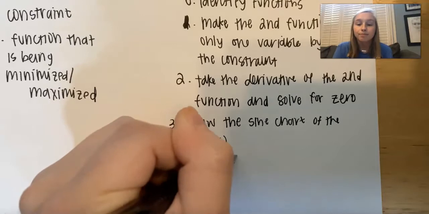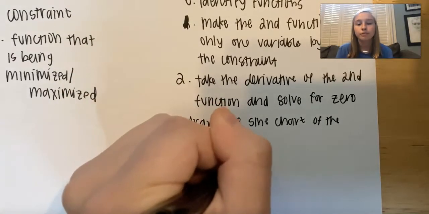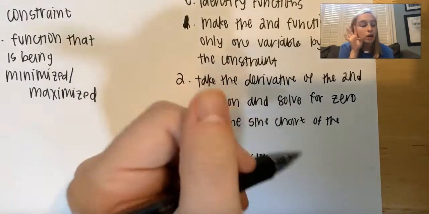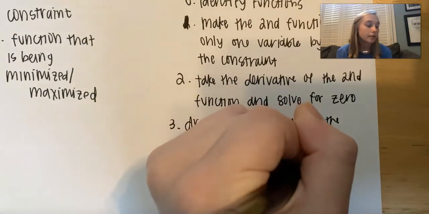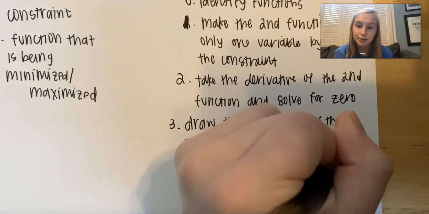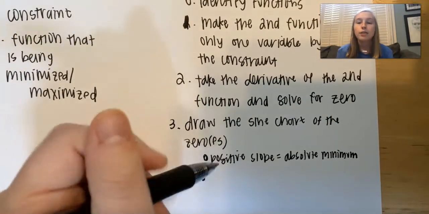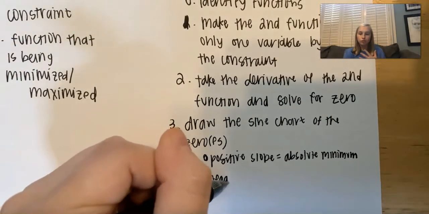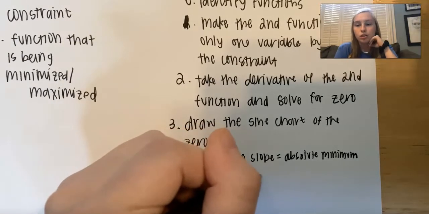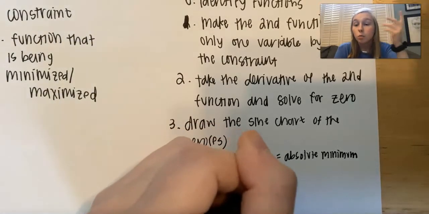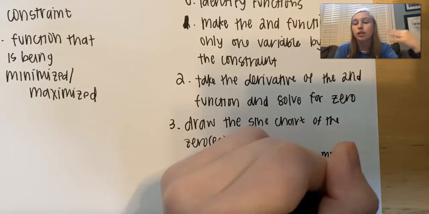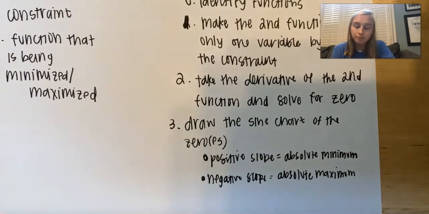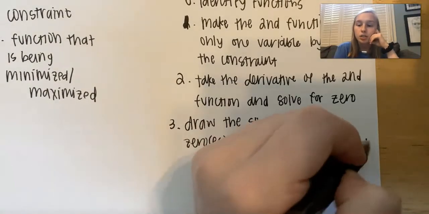Cool. Okay. So, this is just a little reminder. A positive slope in the sign chart means it's an absolute minimum, and a negative slope in the sign chart means it's an absolute maximum. And those are the things you're going to be searching for in these questions. So it should work out the right way. It should be a minimum if it's asking you to minimize something. So usually you can know that from the problem, but just a reminder.